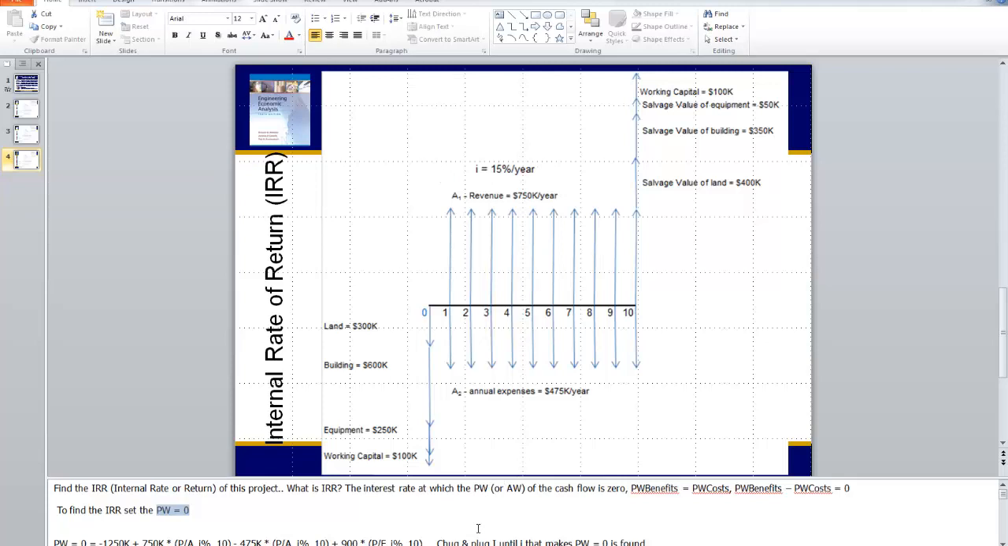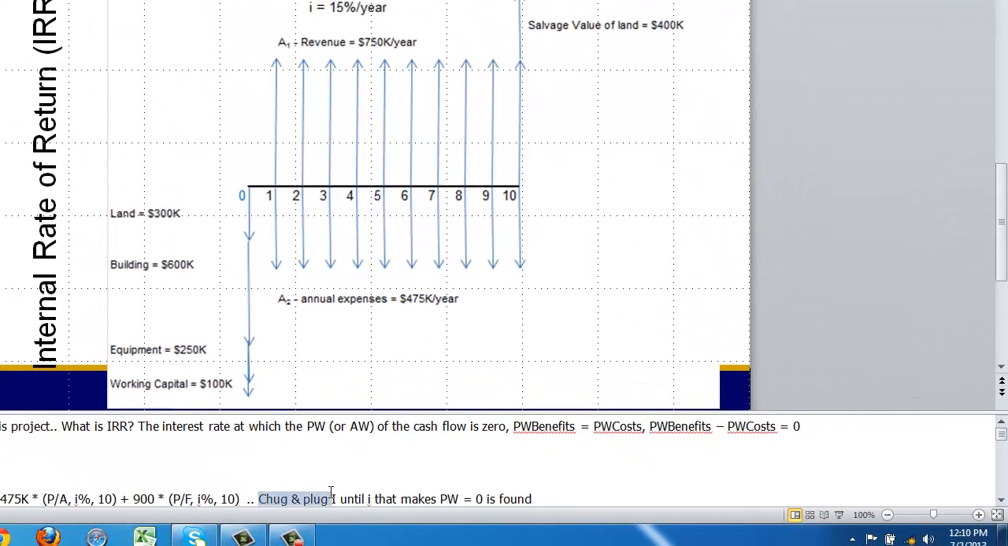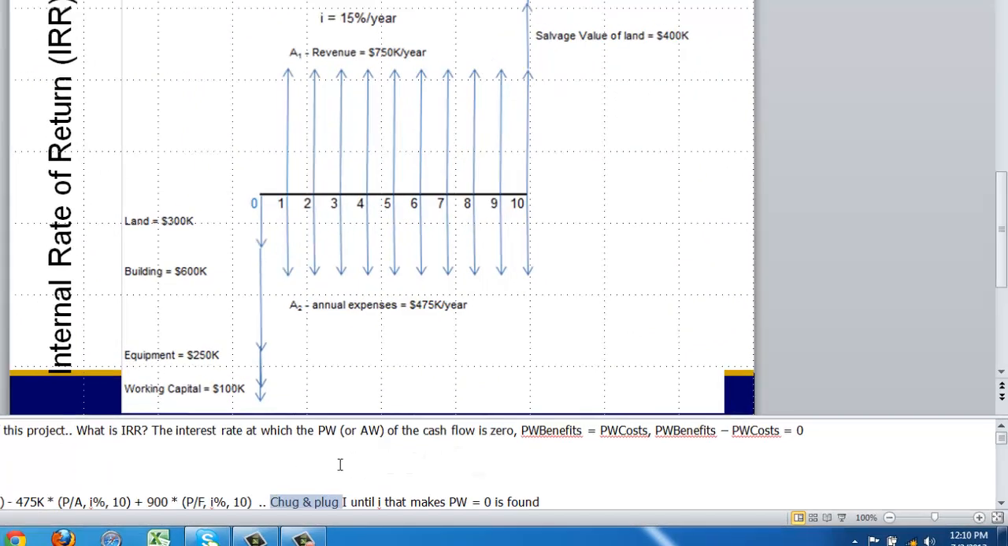So if you're in Excel, it's very easy to do it. It's a function, just equal IRR over the cash flow stream, but we're not in Excel, and you're not going to have Excel on an exam. So basically, we just have to chug and plug different interest rates that make the present worth zero.